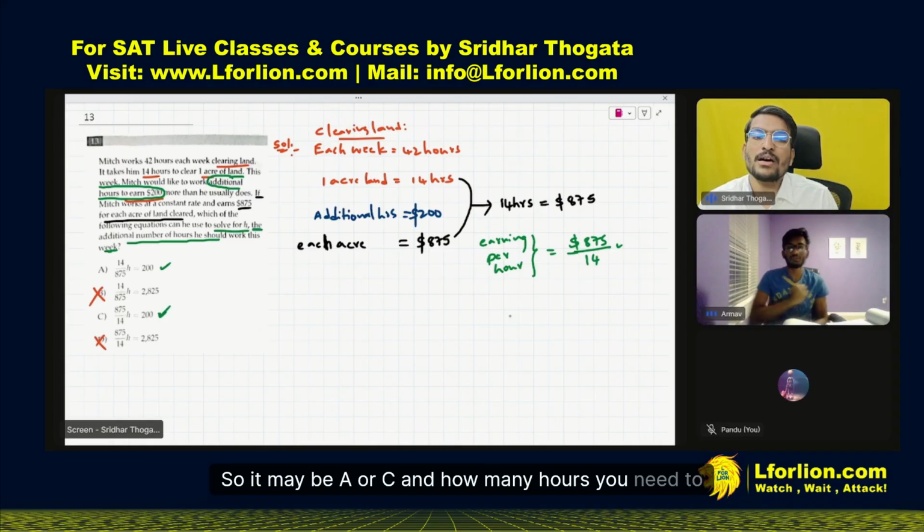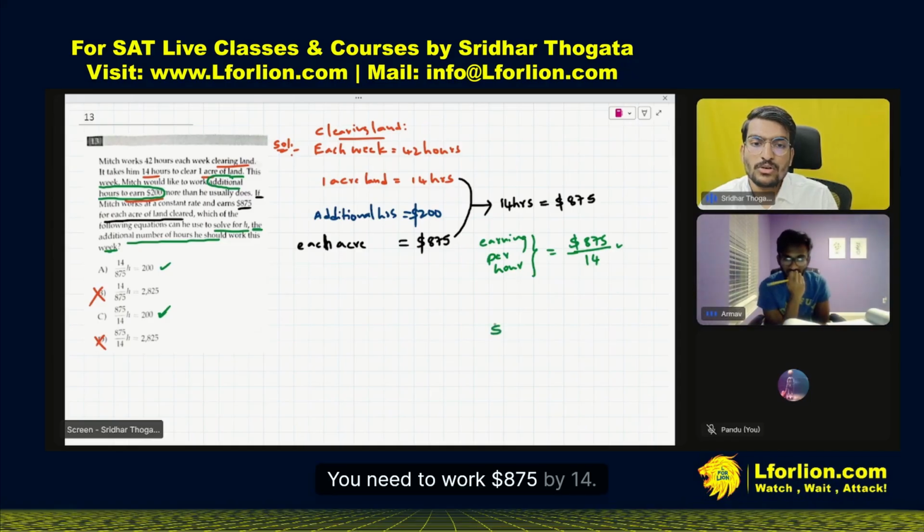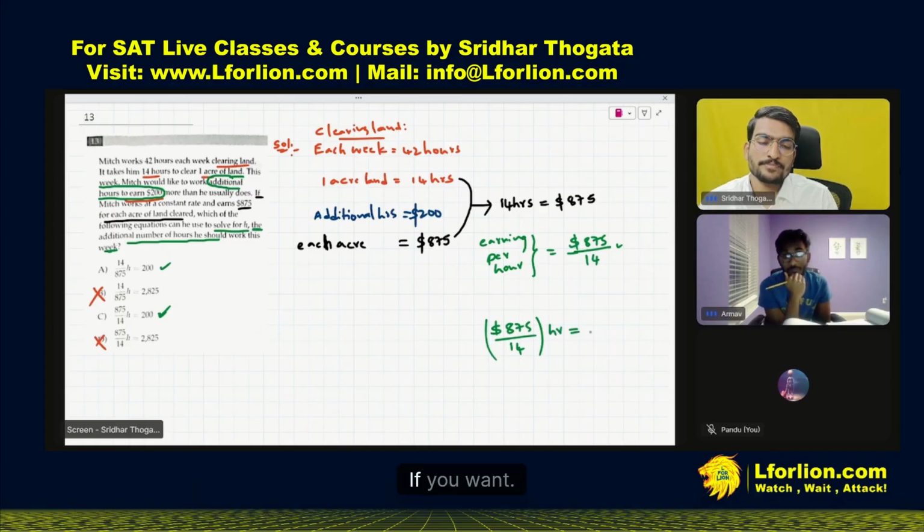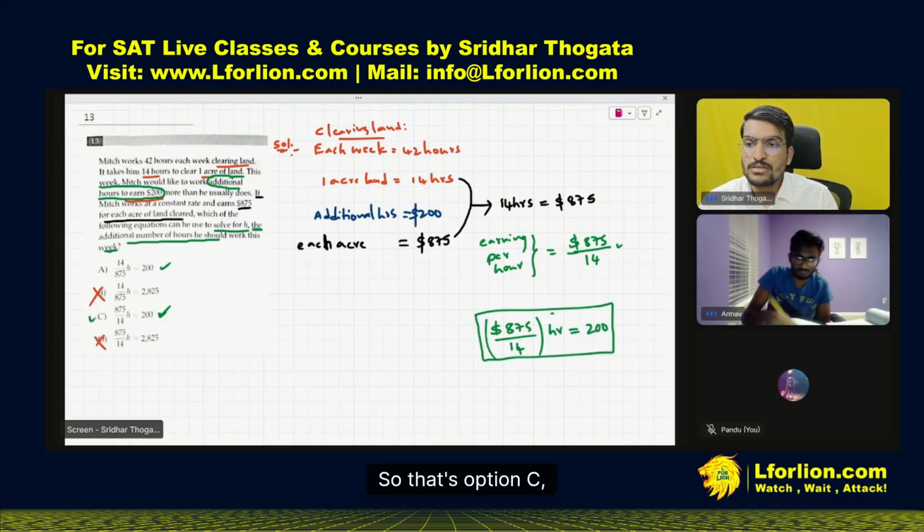And how many hours does he need to work? He earns $875 by 14 for 1 hour. We don't know how many hours he needs to work; if you keep a number here, you will get it. But here, this is equal to $200. So that's option C, not A.